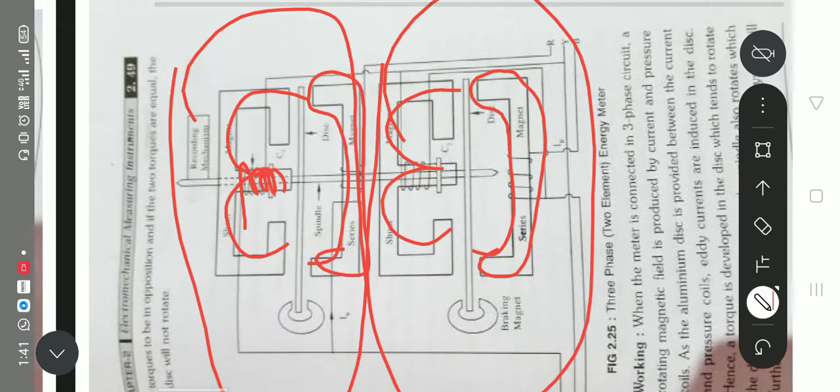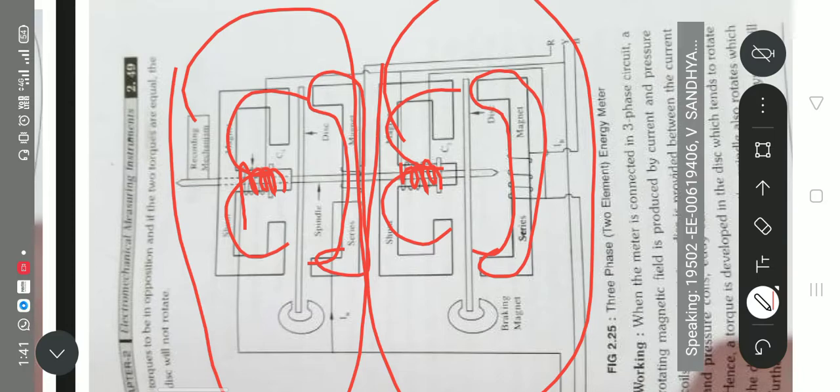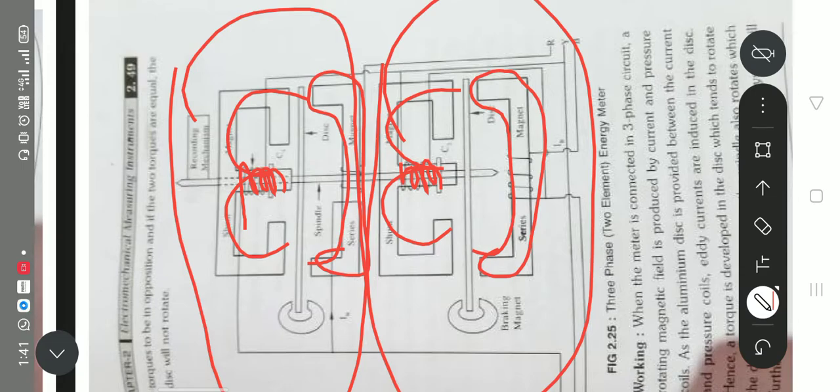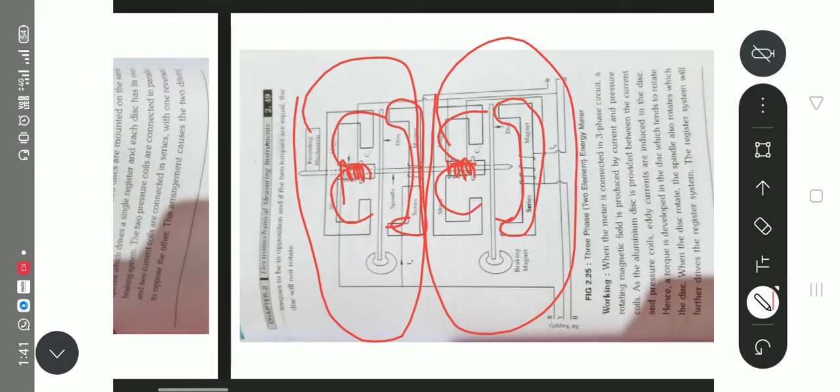We gave a winding on the central limb. This winding we call a pressure coil or voltage coil. We can generate the voltage from this coil. From this current coil we can generate the current. These are connected to the load. In the series magnet we connect the current coil.